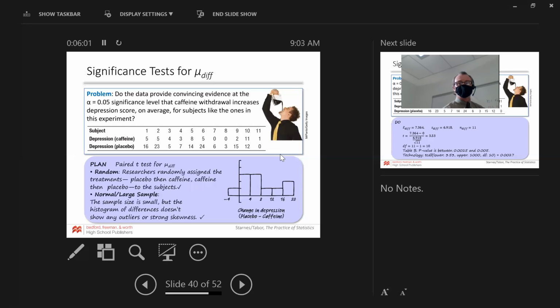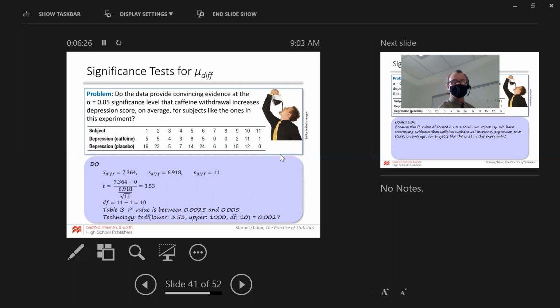So what happened? Well, the sample size is 11. So we're going to have to plot the differences. And, they did the histogram. We would do a box plot. Okay. Random assignment of treatments.